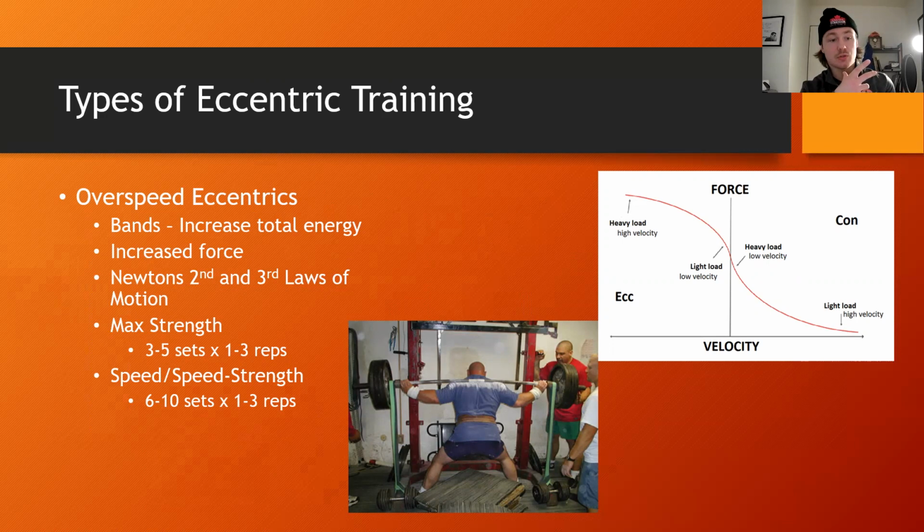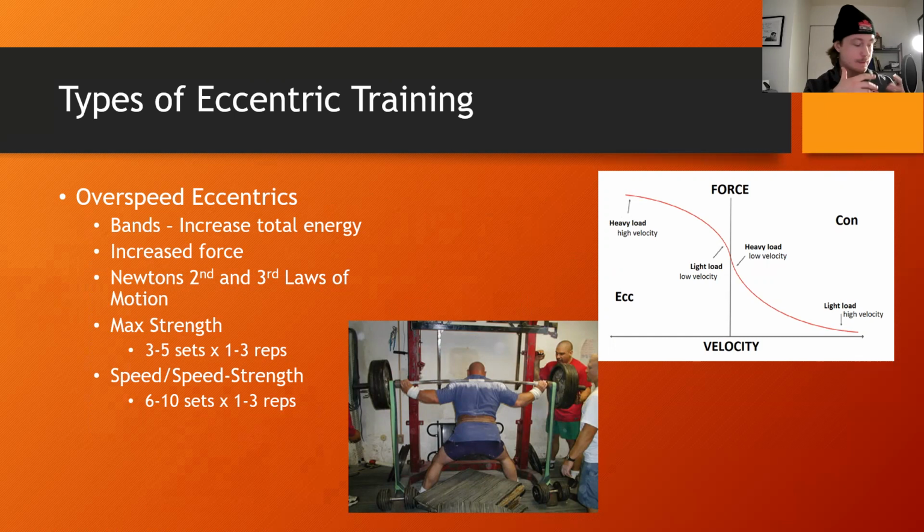Now, these could be used for max strength or speed strength, just depending on the percentage and the load. And then I think this is a pretty interesting chart here on the right. So what this shows is the amount of force that's applied or produced depending on velocity and the eccentric and concentric. So what you see is that a heavy load with a high eccentric velocity creates the most amount of force.